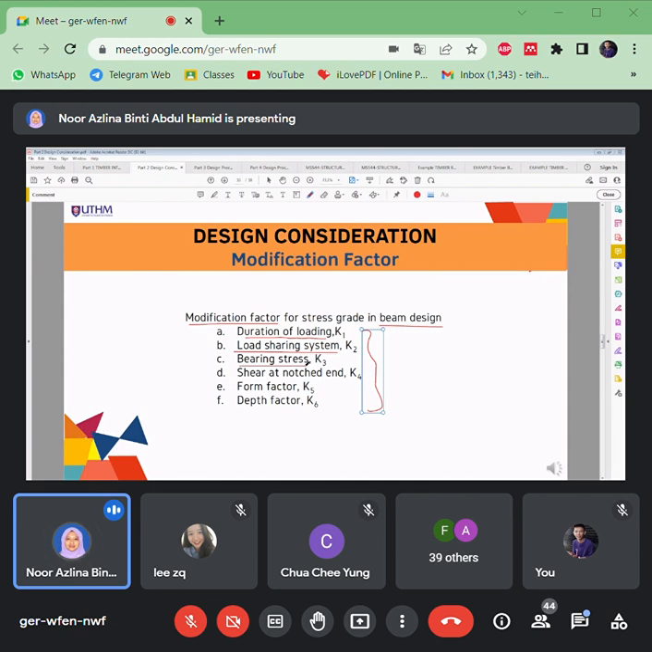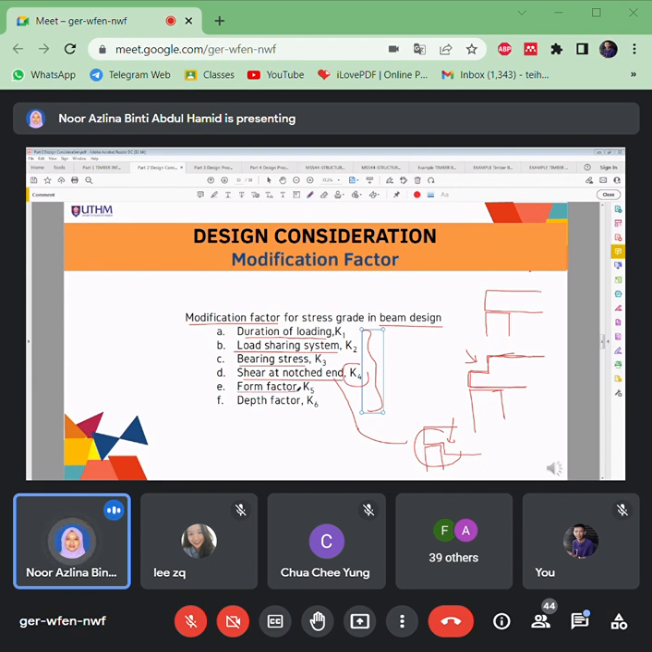Bearing stress is about the area for the support. And then shear at notch end. Notch means, if you look at timber, there are connections like this with the columns. That is what is meant by notch. There are top or bottom notches. Some of the section will be cut in terms of the connections. Some timber is just used as a full section, with no notch, and that gives the value for K4. Is it that the timber has a notch or not?